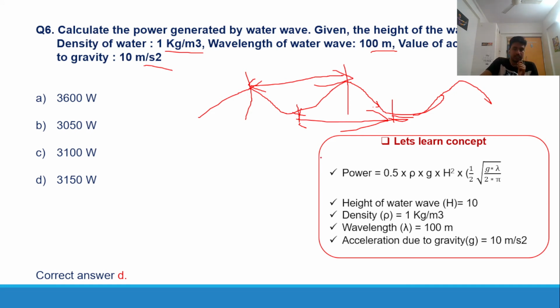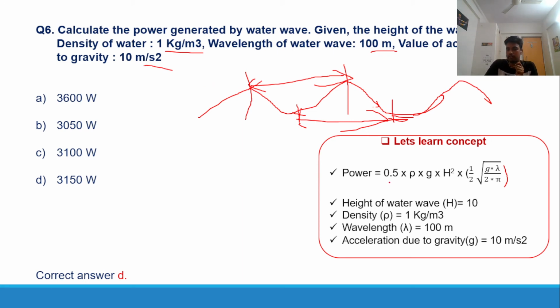Power is equal to 0.5 into rho into g into h square into 1 by 2 into g into lambda by 2 into pi, square rooted. This is a fundamental formula. We just put the values here. This formula is derived very beautifully in the slides also. You can go through them, and if there are any queries, you can always ask them on the discussion forum. These concepts need to be cleared, how this formula has to be applied.